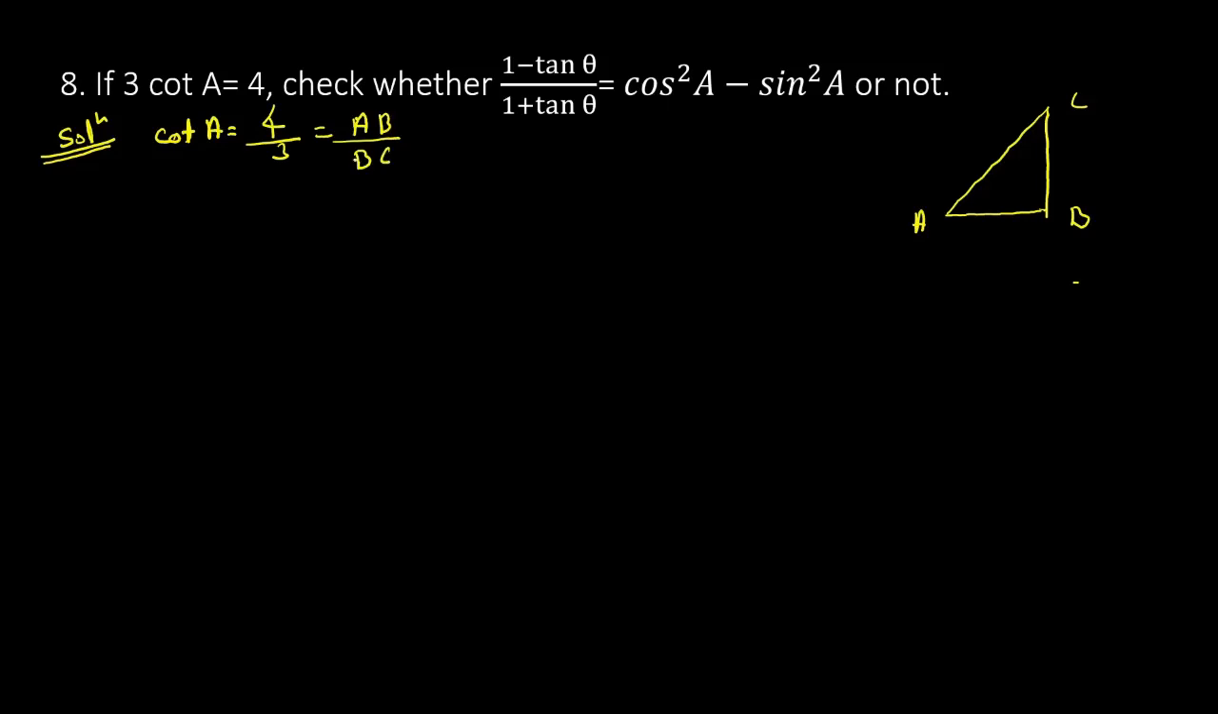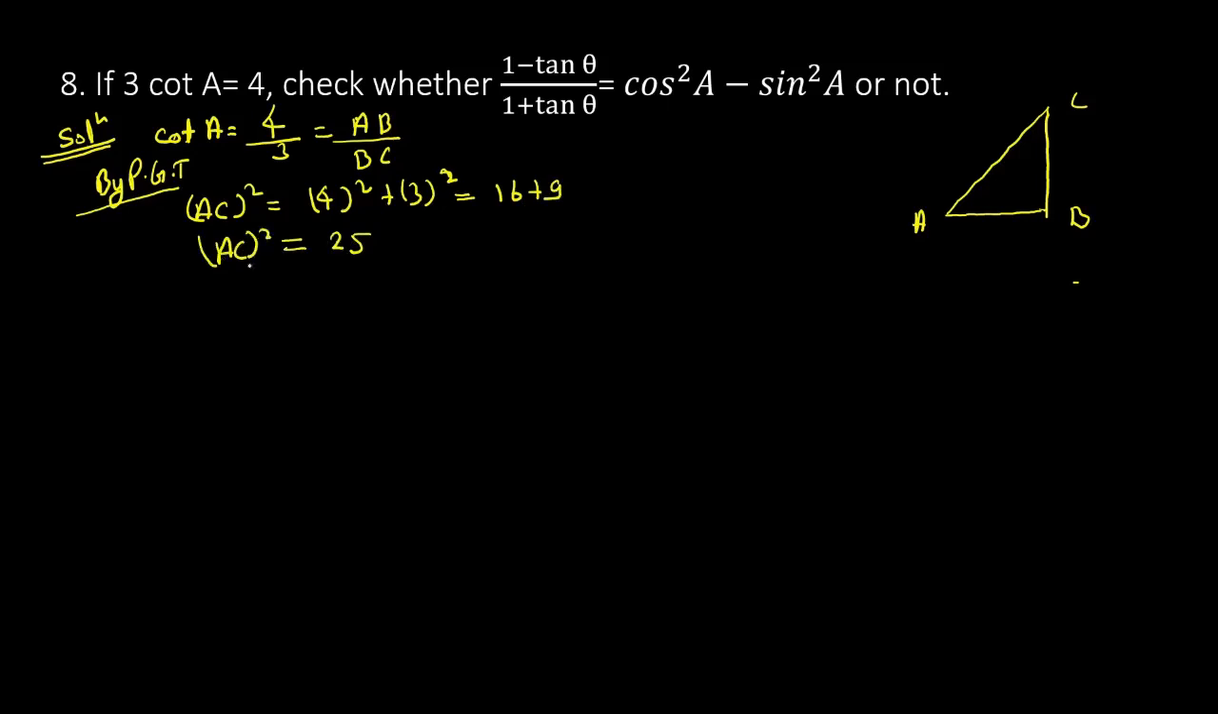Now firstly we will find the hypotenuse. By PGT, AC whole square equals 4 whole square plus 3 whole square, equal to 4 4s are 16 plus 3 3s are 9 equal to 25. AC whole square is 25. On square rooting both sides, AC equals root 25, so it comes out as 5. So AC is 5, AB is 4 and BC is 3.